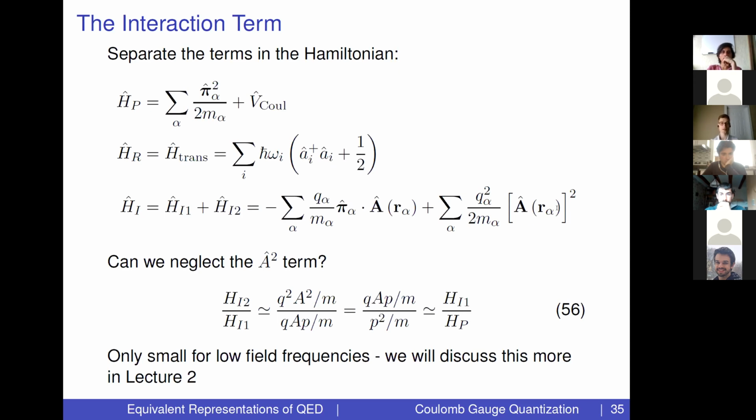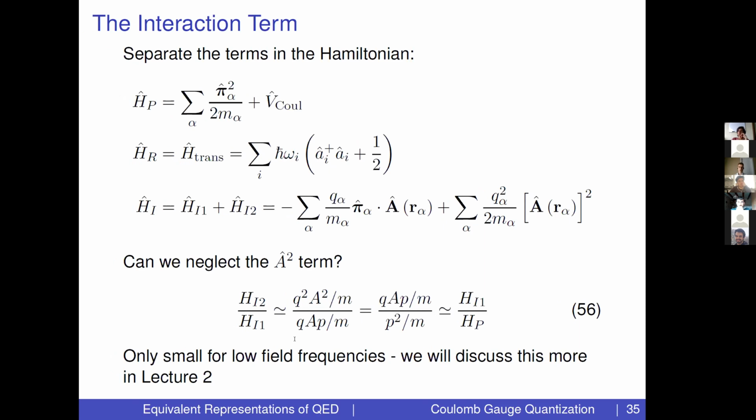Now, what often is done is that people neglect this A squared term. In a simple back of the envelope calculation, we want to see what is the ratio of this term to this term. Of course, this is now very classically written. So this is approximately q squared A squared over m, and here we have just q A p over m. We can rewrite this a little bit, and this is something like the p dot A term over the particle content. And so this term really can only be neglected for very low field frequencies in A. And this will be discussed more in the next lecture, but just so you have a back of the envelope idea of the ratio here.